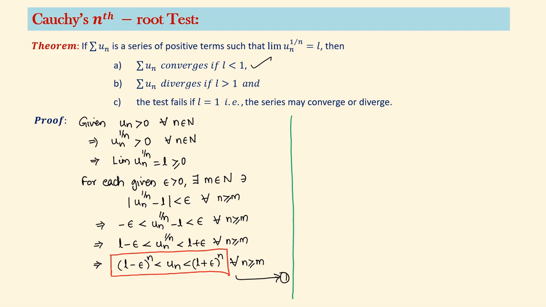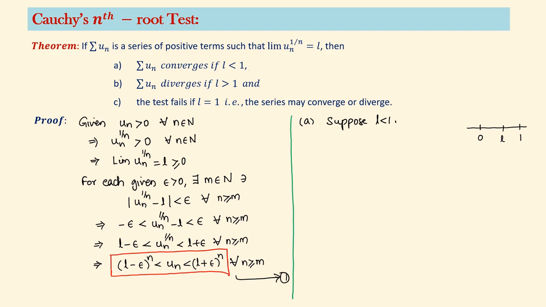Now the first case: the series converges if L is less than 1. So let us see case a. Suppose L is less than 1. Now we know that L is already greater than or equal to 0. So suppose this is 0, this is my L, and here is 1. Now L is less than 1 clearly on the number line.